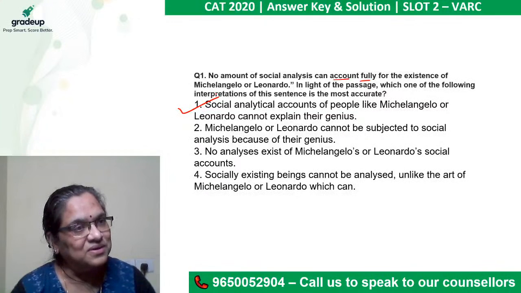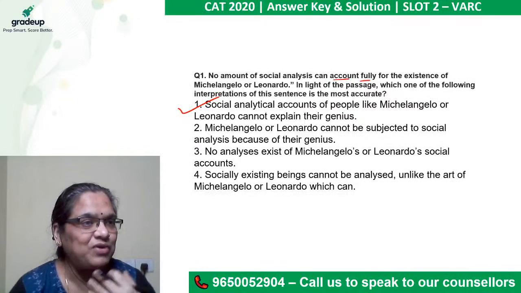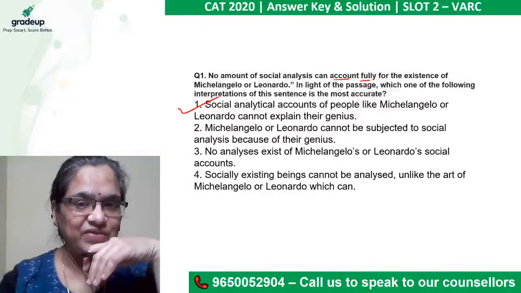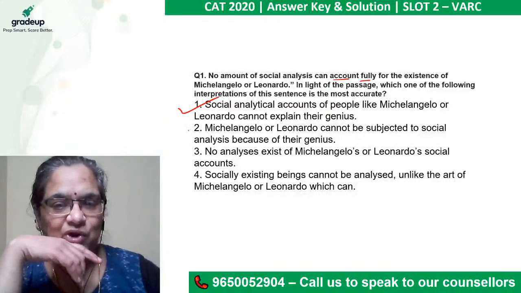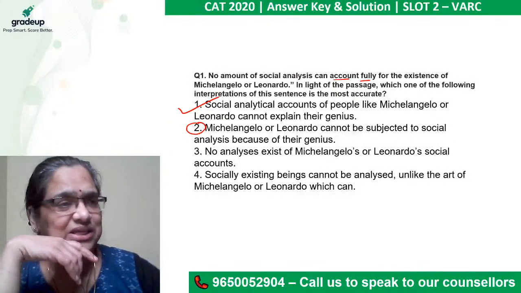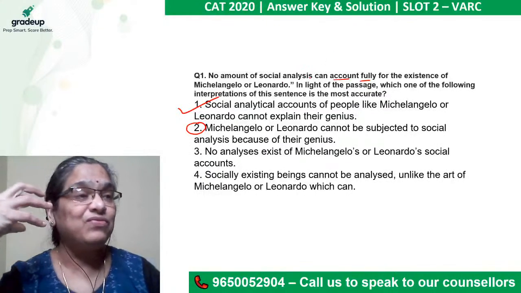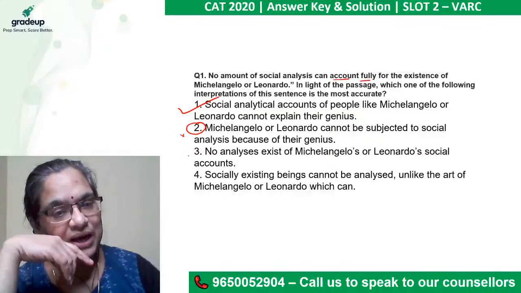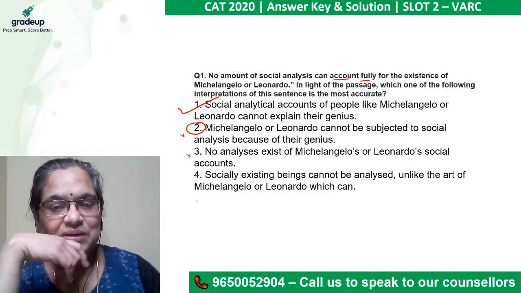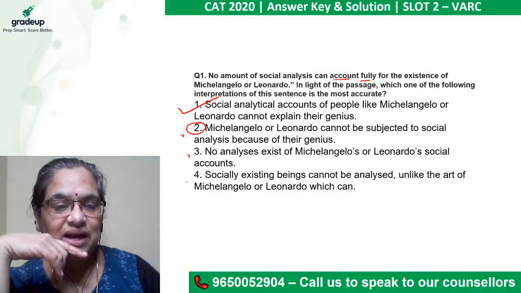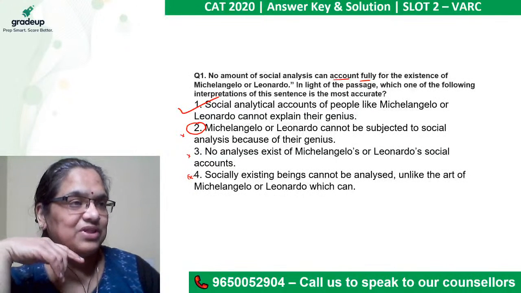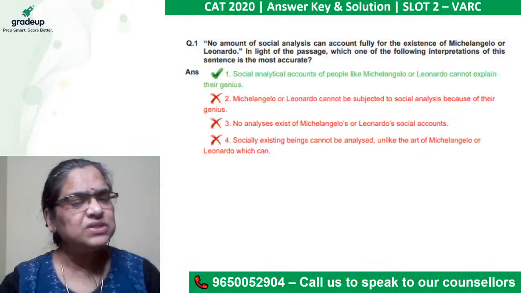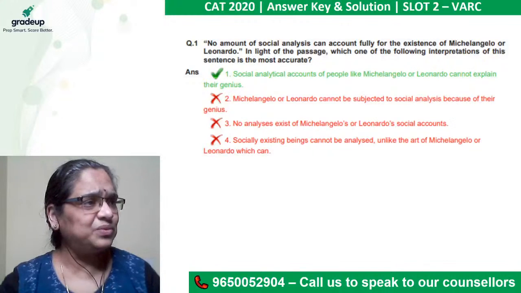That's the answer. It does not need the light of the passage. It's just a literal interpretation of the sentence as it is given. Michelangelo and Leonardo cannot be subjected to social analysis. He didn't say that. He said no analysis can fully explain. They cannot be analyzed is not what he says. No analysis exists, obviously not. Beings cannot be analyzed, unlike the art. He does not compare it with the art. Easy question. So question 1 answer was 1.